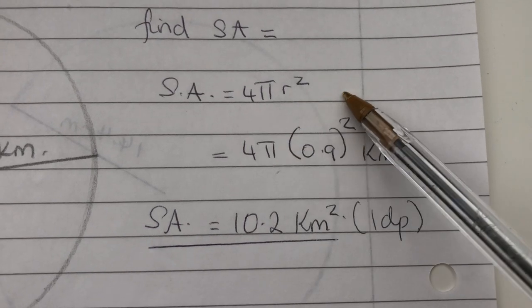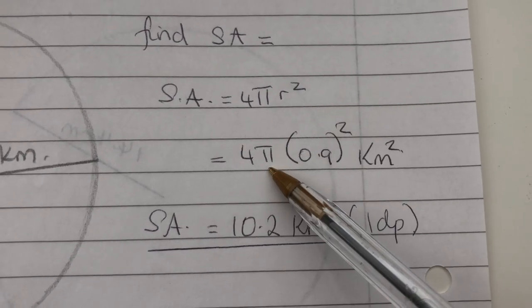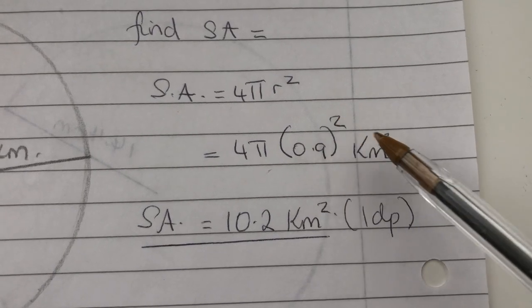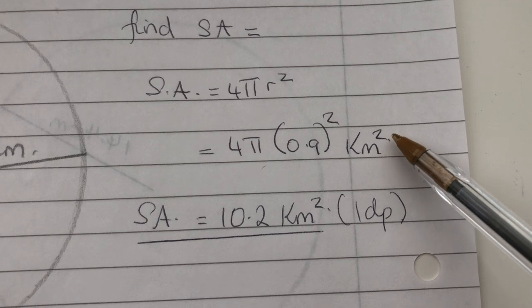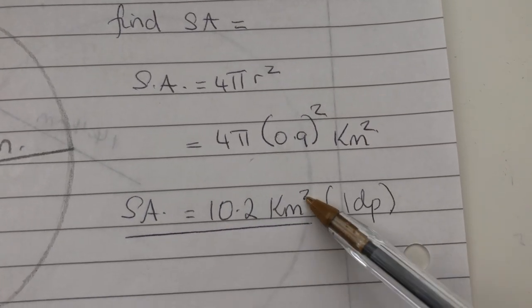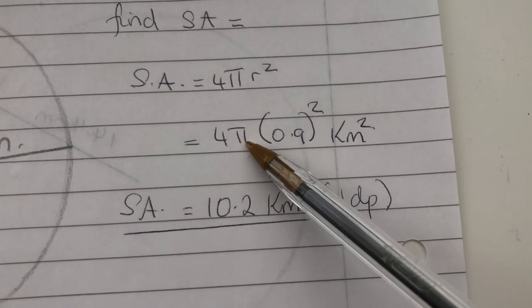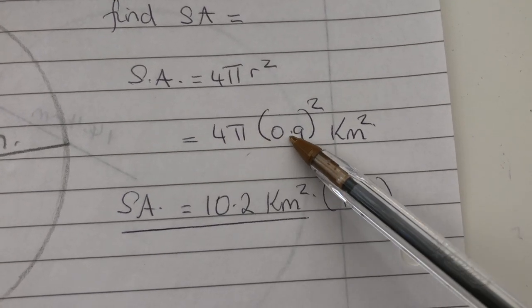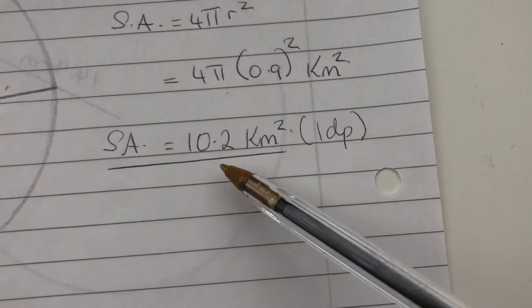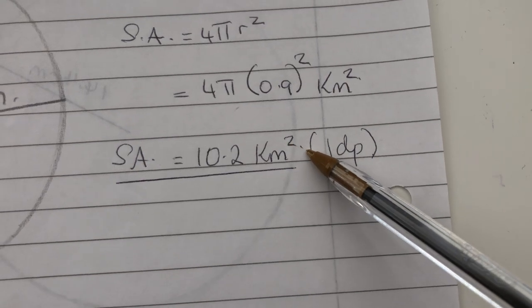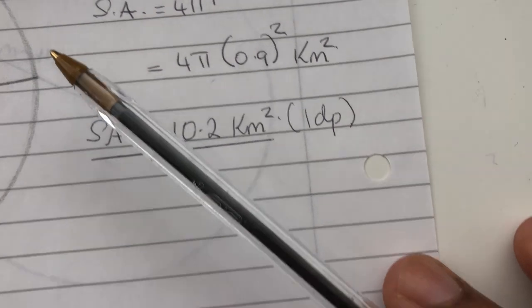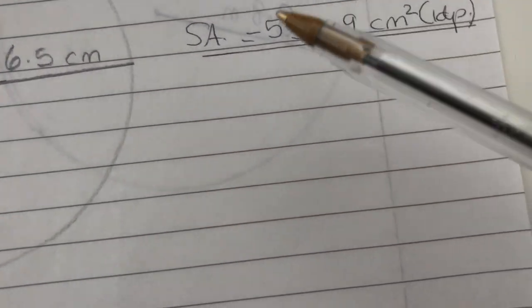Okay, so 4 pi r squared, so 4 pi 0.9, because your r is 0.9, all squared, kilometers squared, that will be your unit. So if you do this right on the calculator again, 4 times pi times 0.9 times 0.9, you get 10.2 kilometers all squared, to one decimal place.